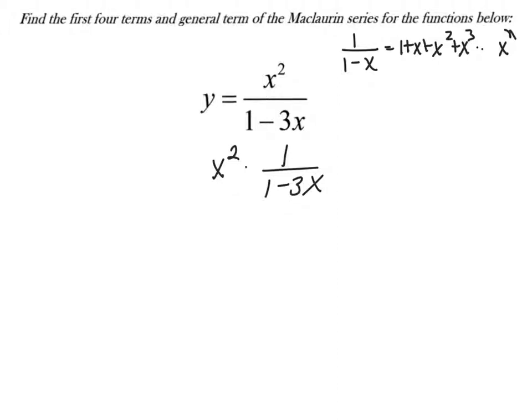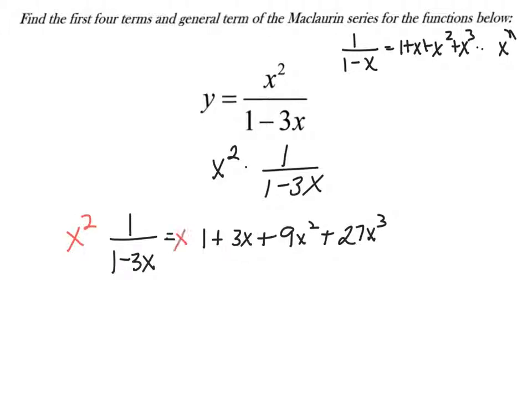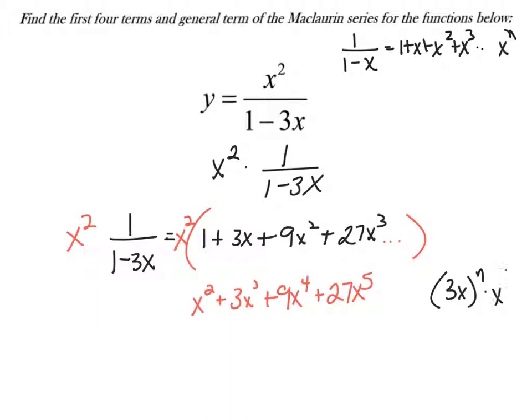Okay, let's start by plugging 3x in. So 1 over 1 minus 3x can be approximated with 1 plus 3x plus, now remember it's 3x squared, so it's 9x squared plus 27x cubed. Okay, and now we're multiplying this by x squared, so we do that to the other side as well. So we've got x squared plus 3x cubed plus 9x to the 4th plus 27x to the 5th. So our general term, well, we had 3x to the n, and we multiplied by x squared. So we've got 3 to the n and x to the n plus 2.